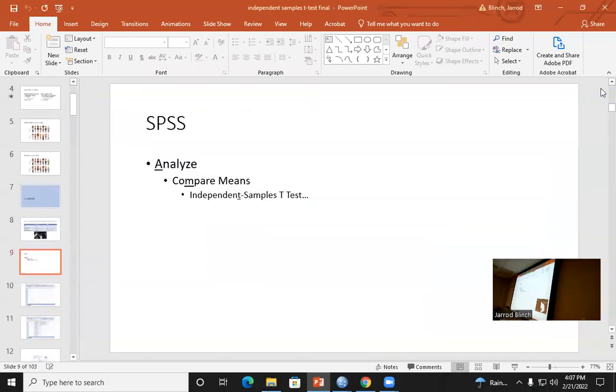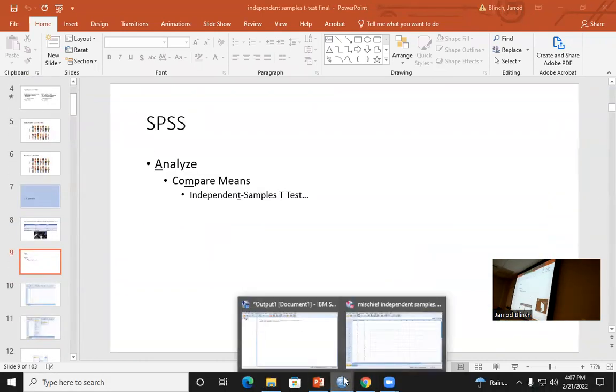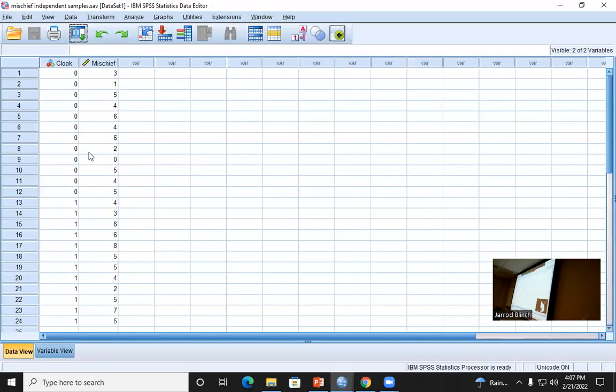And I think I stepped through it here in the slides, but we'll just do it in SPSS. So here are the data, and we need a coding variable in this case. So the cloak variable: 0 means they did not wear a cloak, and 1 means they did wear a cloak. And then over here, this is the number of mischievous acts for each participant.